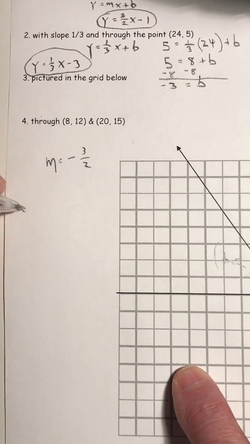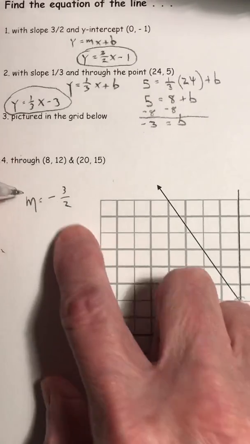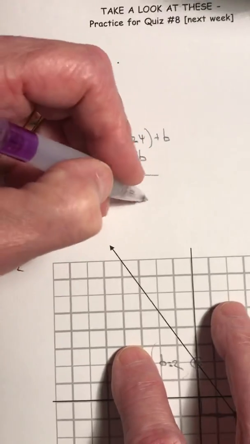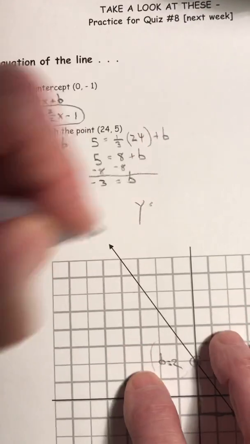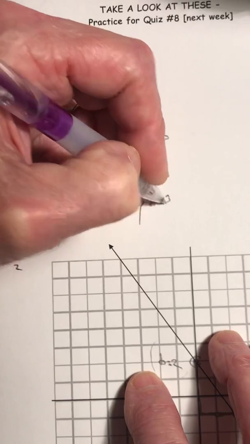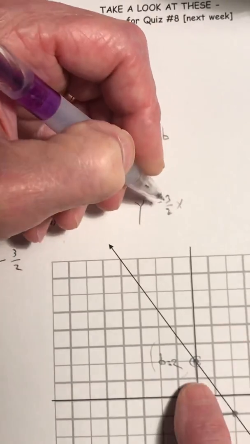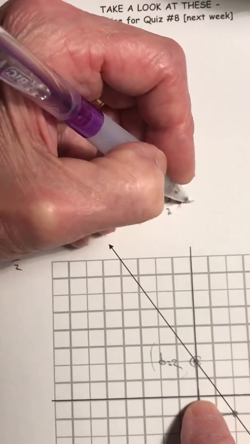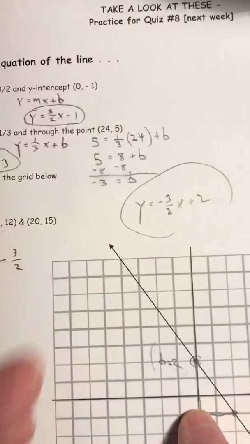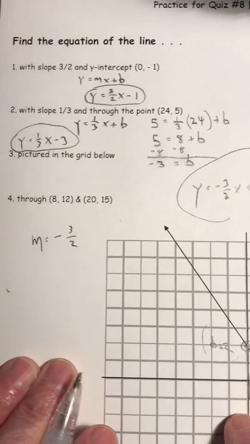Now I put the whole thing together. Oh, I'm using up this space here, sorry. y equals negative 3/2 x, and the y-intercept was 2, so plus 2 at the end. That's how we do question 3.